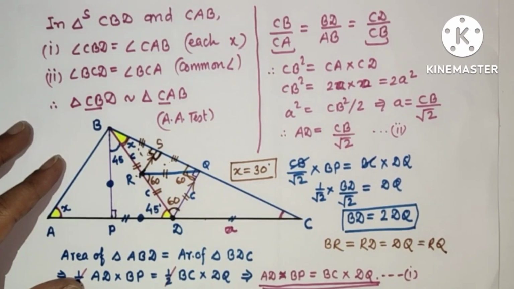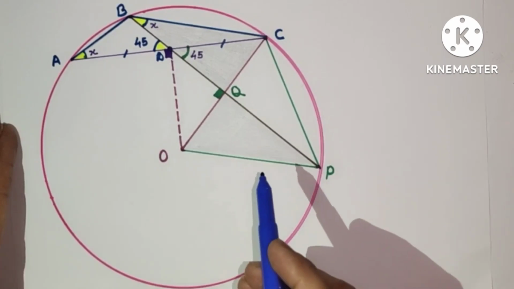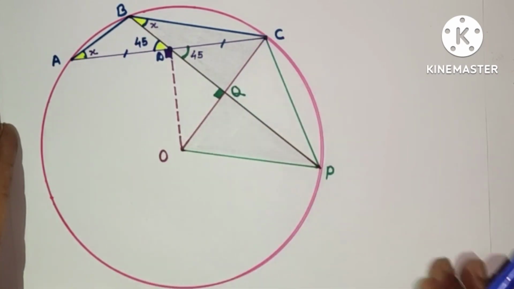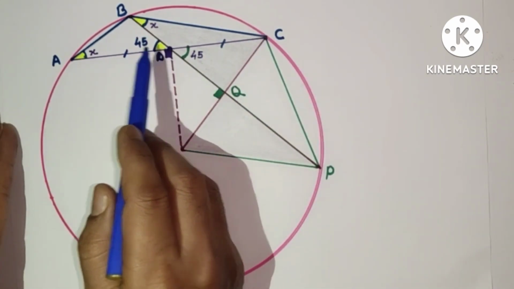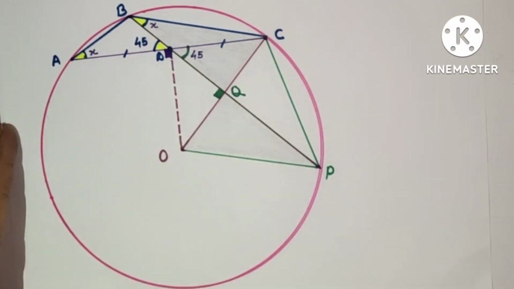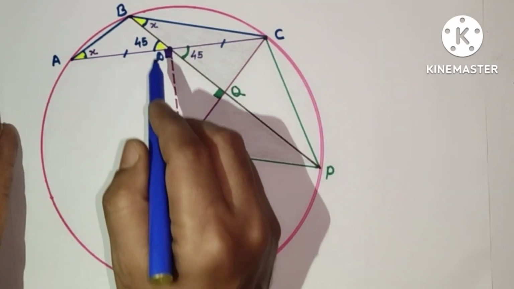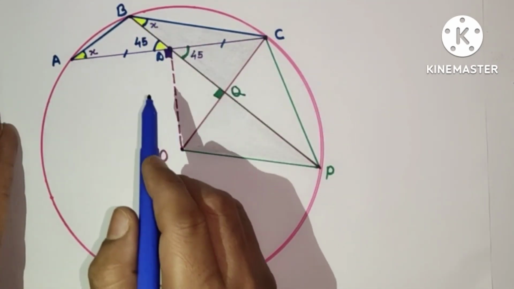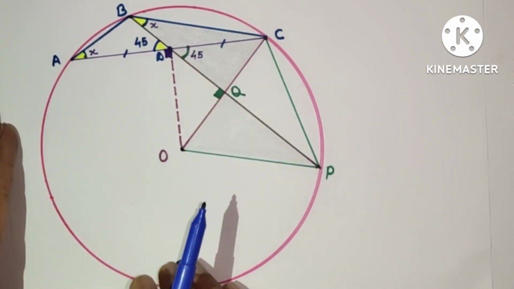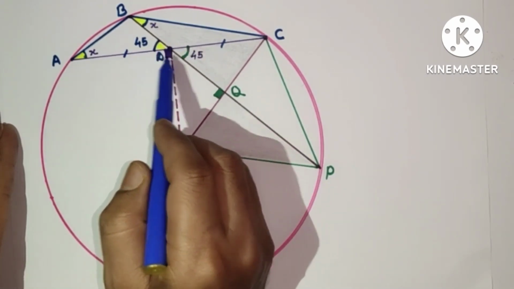That is the answer. Now here is another method. We have drawn a circumcircle passing through points A, B and C. This D is the midpoint of AC, this is 45, this is X, this is X. This is the circumcircle, and this is the center of the circumcircle. From the center join D, so OD will be perpendicular because AD and DC are equal. This is 45, so this will be 45, vertically opposite angle.